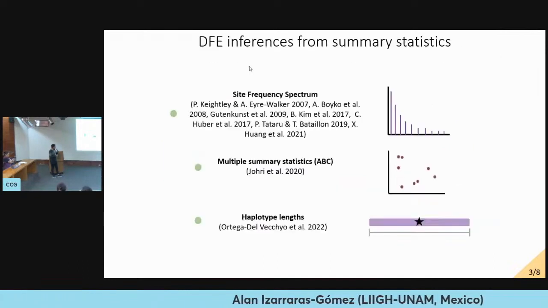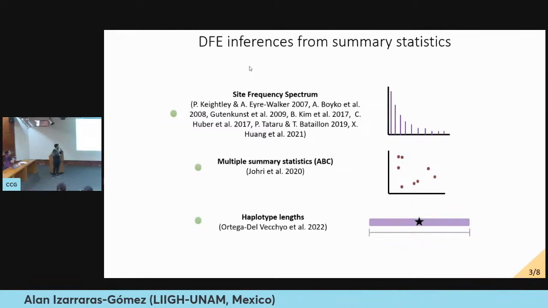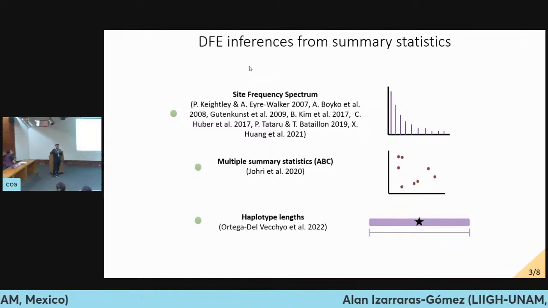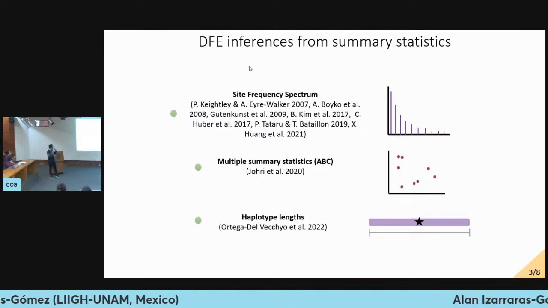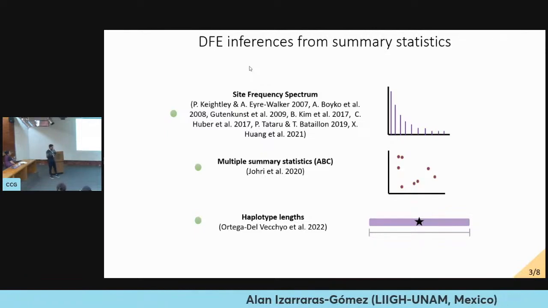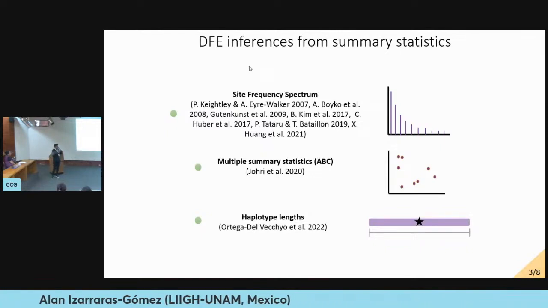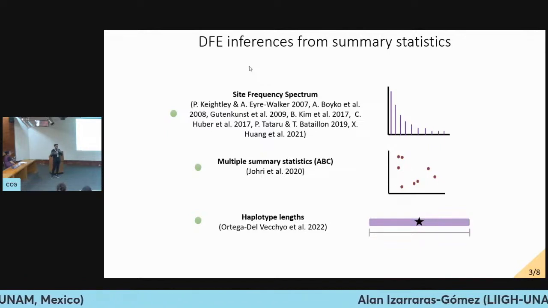So this statistic has already been inferred, as I've been telling you, but it's been inferred using summary statistics. So pieces of the complete puzzle of evolutionary history or genealogical history, such as the site frequency spectrum, but also haplotype lengths and a combination of summary statistics. But what would happen if we had access to a statistic that captured the complete picture, or the complete genealogical history, of a sample of a population?